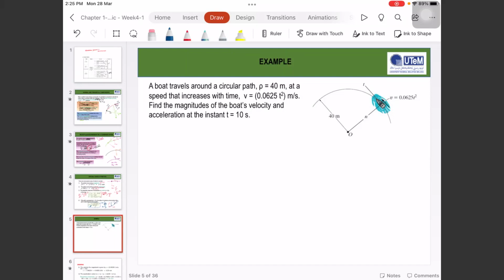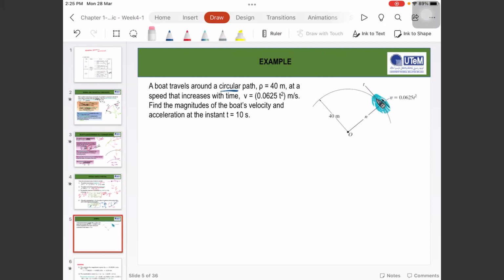Okay. So you have one boat moving in a circular path, bulatan. So they have rho is equal to 40 meters. So find the magnitude of velocity and acceleration at t is equal to 10 seconds.